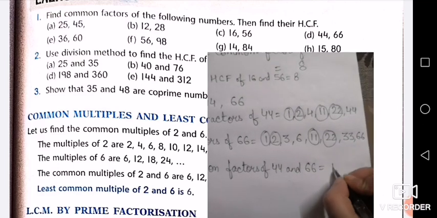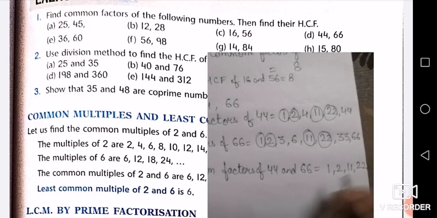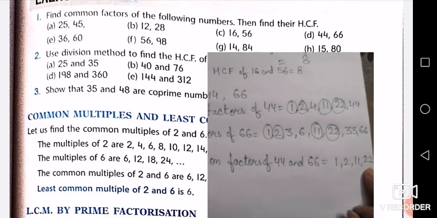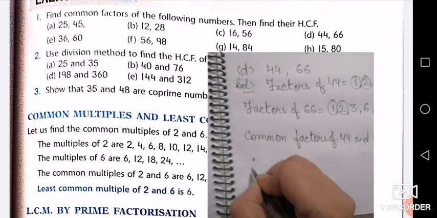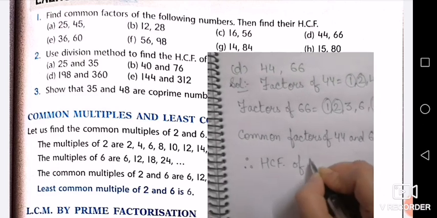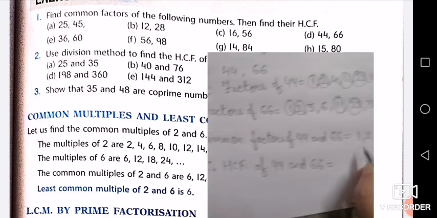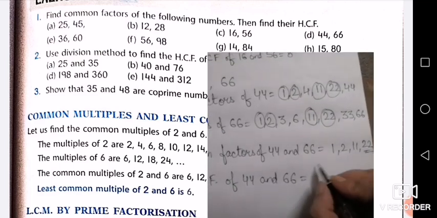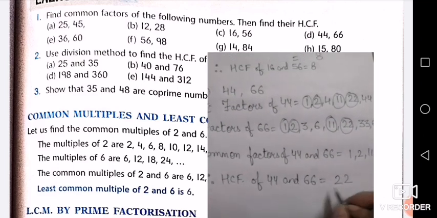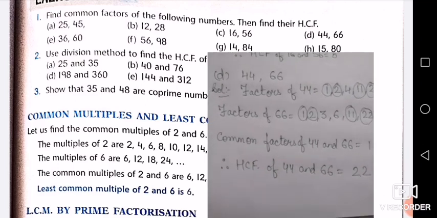That's it. So we'll write these common factors: 1, 2, 11 and 22. Among all these factors, which is the greatest factor, or highest common factor? That we will write here. Therefore, HCF of 44 and 66 is 22. So this 22 will become the highest common factor of 44 and 66.